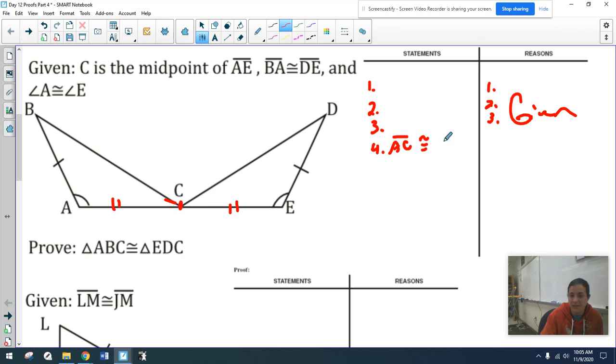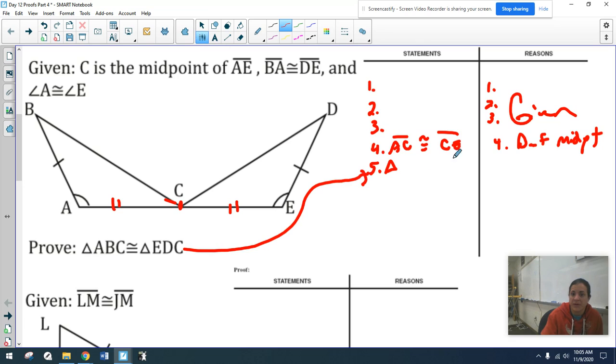So segment AC is congruent to segment CE. The reason why you knew that is because it said C was the midpoint. So this is the definition of a midpoint. Okay, next it gave me BA and DE, which they already marked for you, and then A and E. So I've got 3 pieces of info. As soon as you got your 3 pieces of info, you get to go straight to the triangle congruence statement, which is the proof.